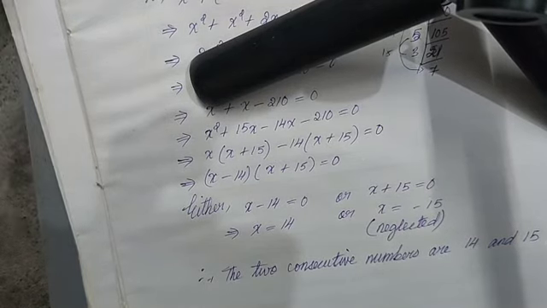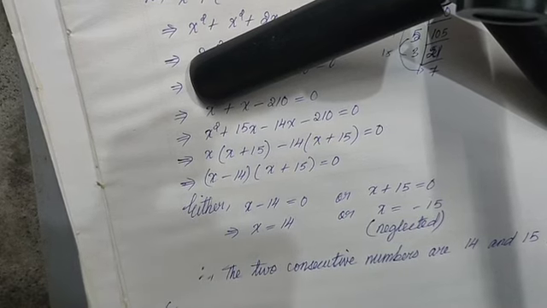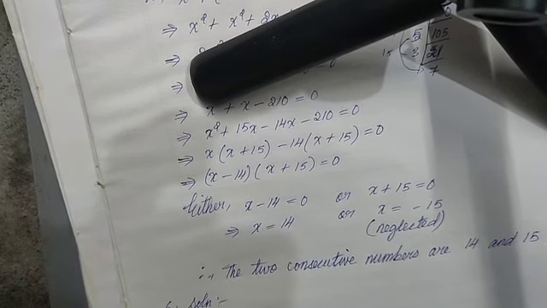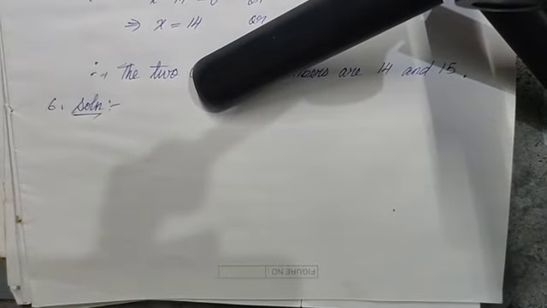So that was one. Now question number 6. Question number 6: find two consecutive odd positive numbers, the sum of whose squares is 290.